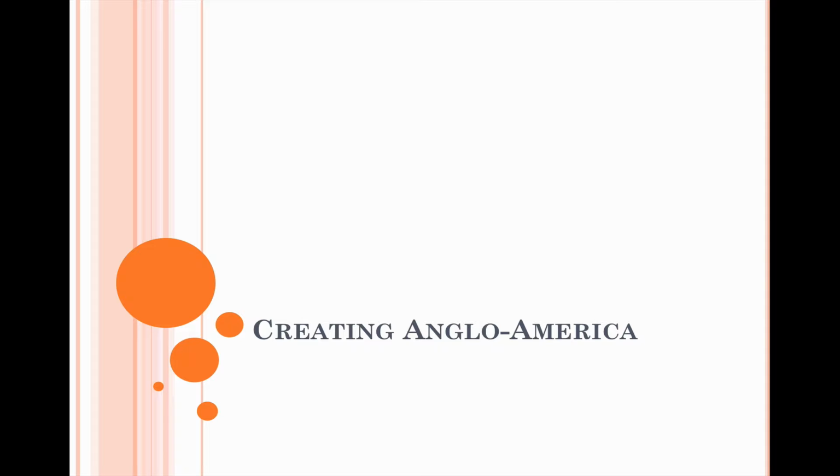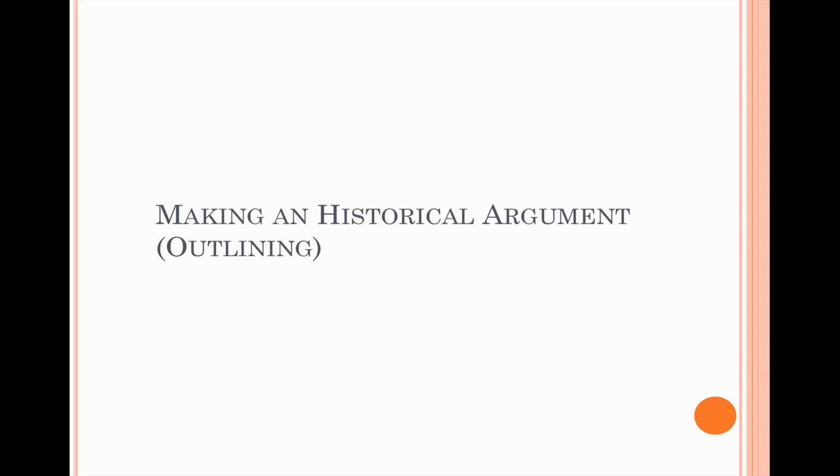To help you review that, we're going to be practicing outlining skills. Outlining is something that you will have to do a little bit later on in your course project in step 4. So we're going to talk about how to make an argument in history, and then also how to outline that argument in a standard format.